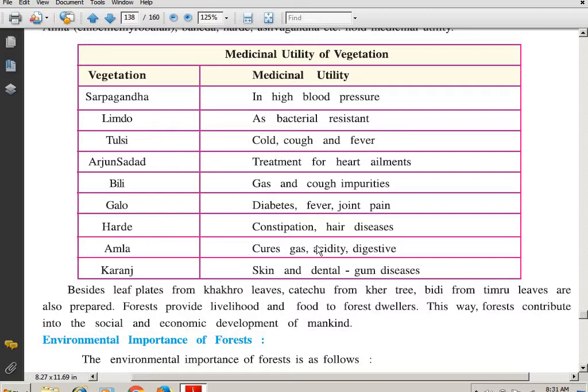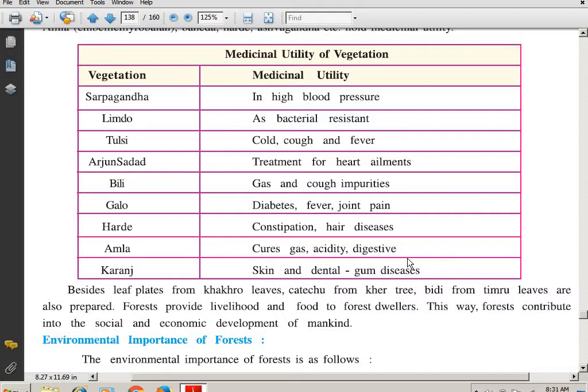Harde is used for constipation and hair disease. So when you are having a constipation problem or hair diseases, hair fall or any other problems regarding your hair, harde is used. Amla is used for curing gas, acidity and the digestive system. Amla is also very useful. Nowadays people are realizing more and more benefits of amla, tulsi, limdo and so on.